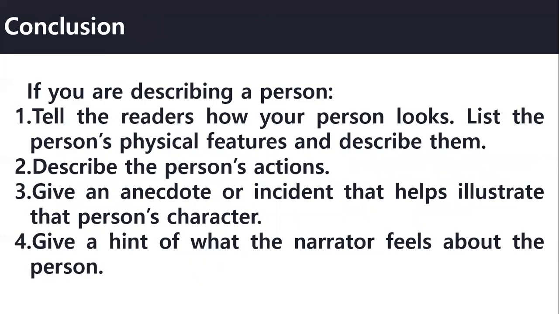So, the writer is a painter with words, so their descriptions must be vivid but also coherent, logically arranged, so that the readers can clearly envision who is being described. If you are describing a person, first tell the readers how your person looks, list the person's physical features, and describe them. Second, describe the person's actions. Third, give an anecdote or incident that helps illustrate that person's character. And lastly, give a hint of what the narrator feels about the person.